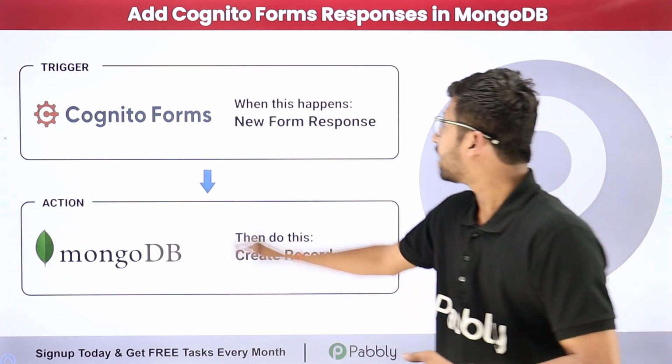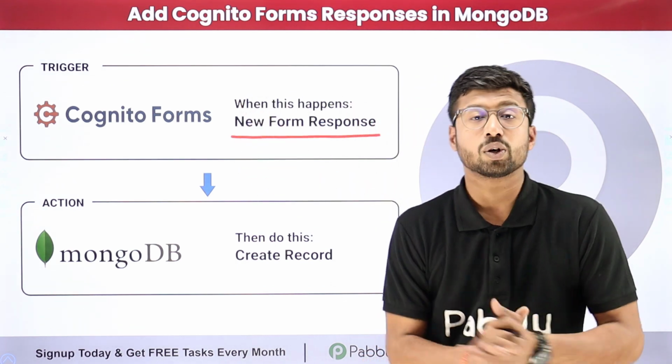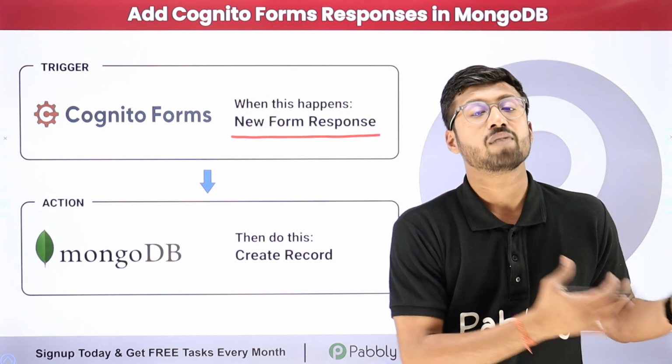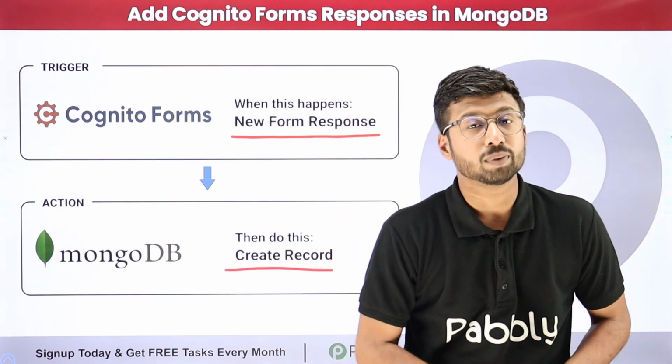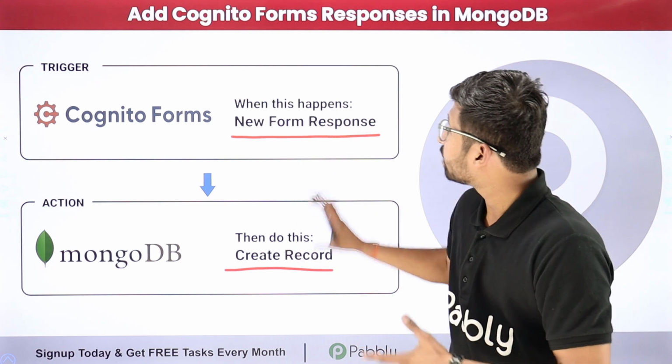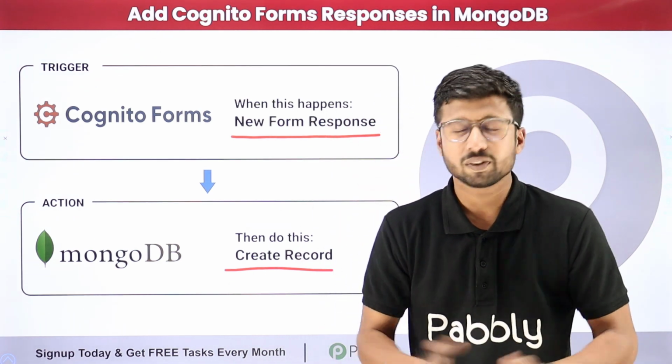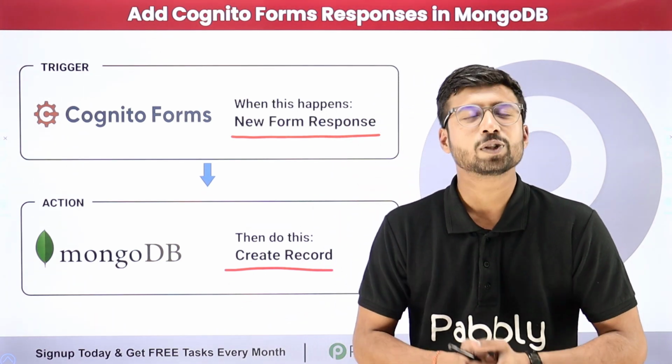In this automation, as a new form response will be received in Cognito Forms, with all the same details, same form responses will be automatically added as a new record in MongoDB. Now, if you want to learn how you can set up this complete automation all by yourself, for that you just have to come with me to my screen.